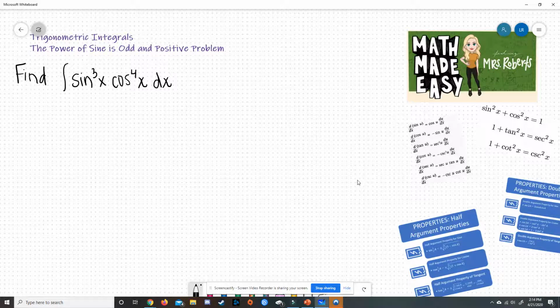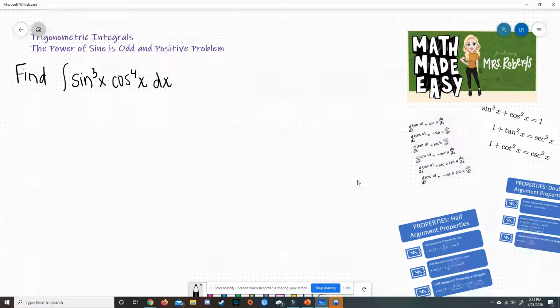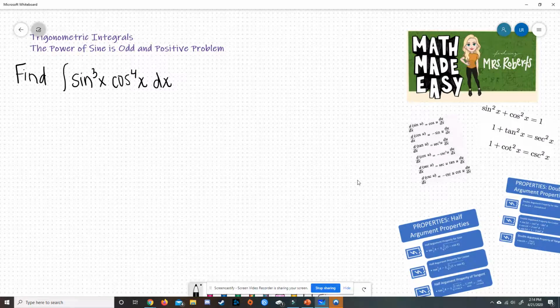So we have to think about a couple of different things here. I see that I have a sine times a cosine, and I have an odd and an even power here. Can I get things mostly in terms of sine or in terms of cosine? And if I do that, will I have a derivative in there somewhere? I'm asking because when we're finding the integral, we want both a u and a du.